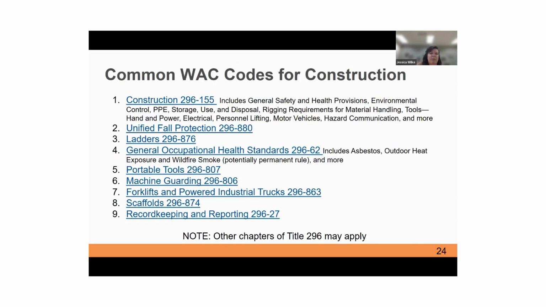Here's some common WAC codes that are in construction. This is not an exhaustive list. So we have the chapter on construction, which covers PPE, rigging and material handling, motorized vehicles, personnel lifting, several things under that chapter. Then unified fall protection, that's one you want to get really familiar with because it applies to general industry, construction. Just about everything falls under that unified fall protection rule now. Ladders are going to apply.